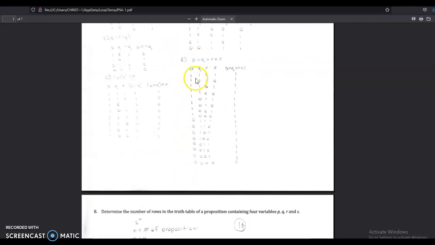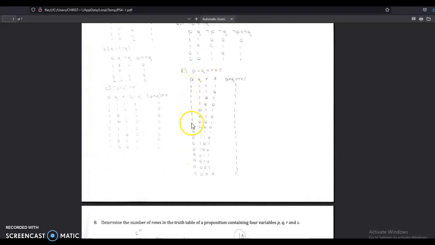So P in the beginning is going to be true for the first 8 instances because there's 16 rows. Q is going to be true for the first half of those instances, so 4 and 4. R is going to alternate like it did for Q, so 2, 2, 2, 2: 1, 1, 0, 0, 1, 1, 0, 0, and so on. And then S is going to alternate every other one, so 1, 0, 1, 0, 1, 0, and so on.